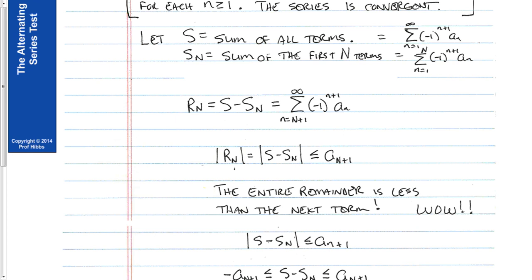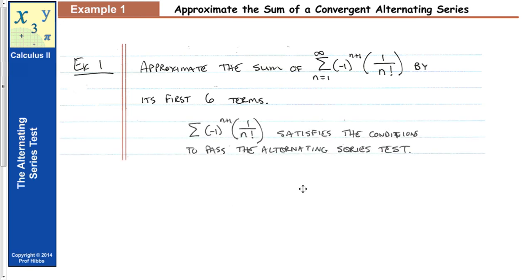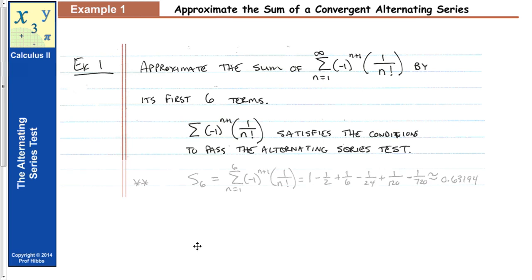Well, let's move to an example to actually approximate. Here's the statement of the problem. Approximate the sum from n equal 1 to infinity of negative 1 to the power n plus 1 times 1 over n factorial by its first 6 terms. So it just says add up the first 6 terms and use that as an approximation for the actual value. I guess we should make a statement here that this series is in fact convergent based on the alternating series test. I'll let you verify that, but this is a convergent alternating series. So that's the first thing that's important.